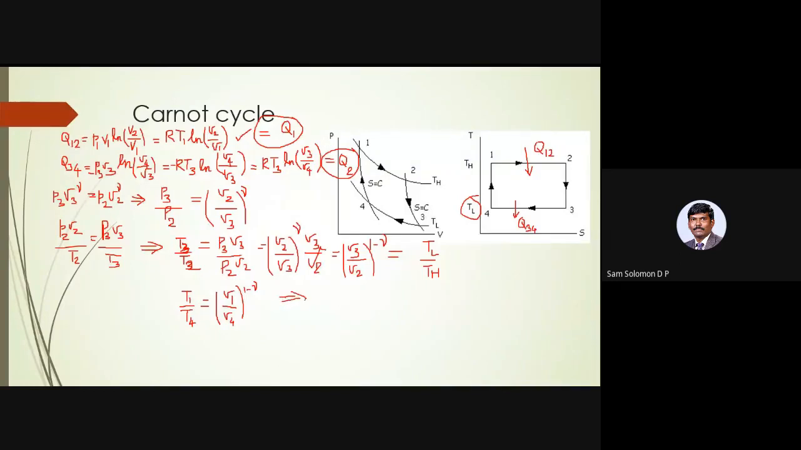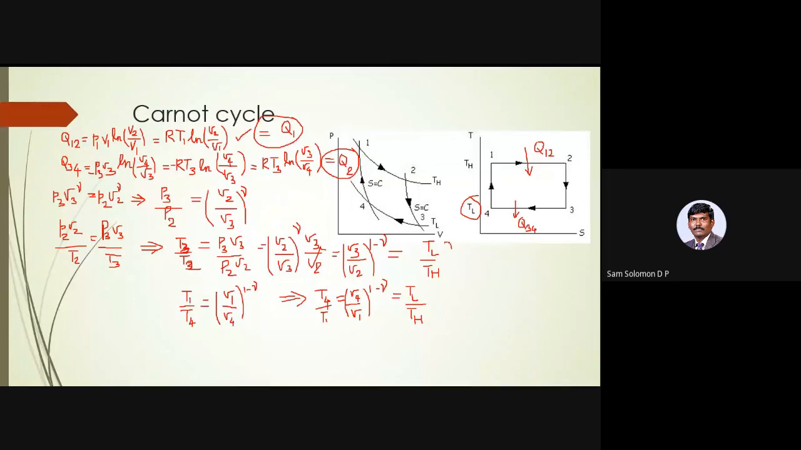So from this equation, what I'll have is T4 by T1 equal to V4 by V1 whole to the power 1 minus gamma. So T4 happens to be TL again, and T1 happens to be TH. So now if you compare these two equations, TL by TH I have on the right hand side. So if the right hand sides are equal, the left hand sides are supposed to be equal.